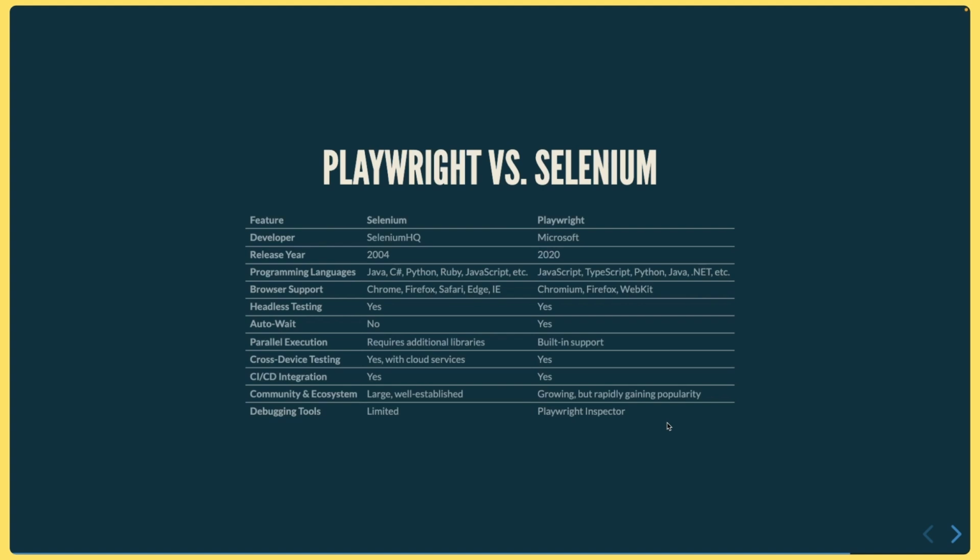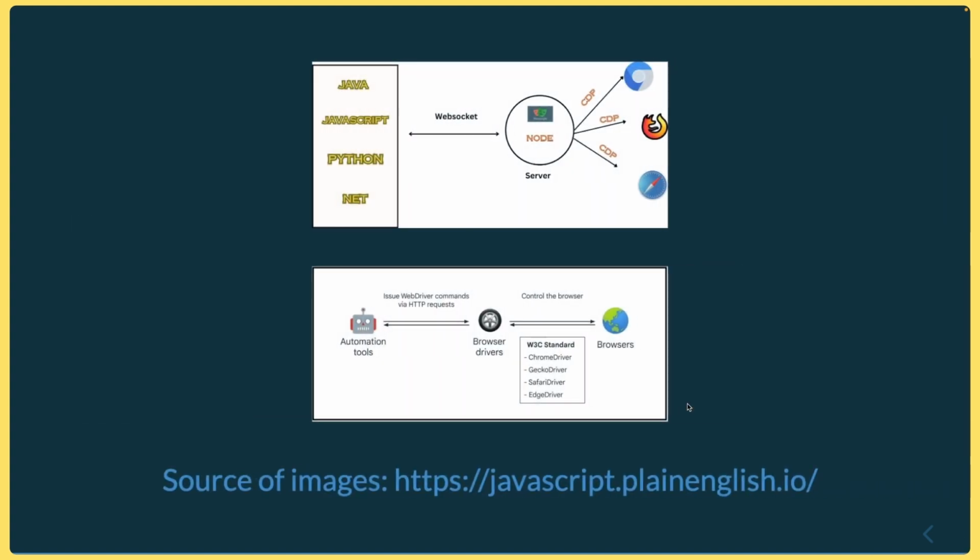Now, let's briefly focus on their architecture. In Playwright, the communication relies on WebSocket and the Chrome Developer Protocol. Connections initiate with a WebSocket and Playwright connects with browsers using CDP, Chrome Developer Tool.